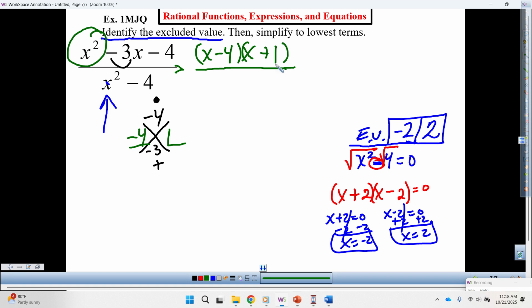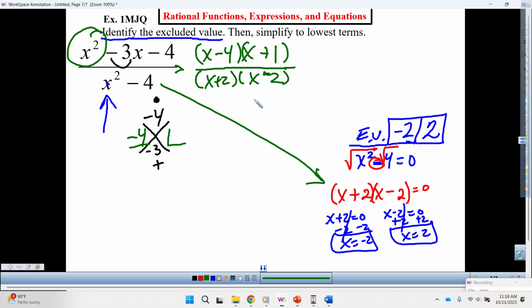Are we there so far? Next, how do we factor this one? Oh, we already did, Mr. Q. They're over here. So what are my factors? X plus 2, x minus 2.